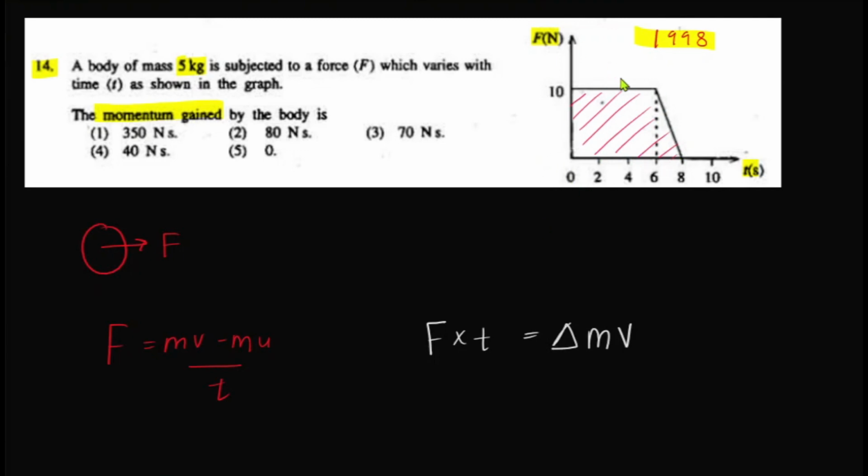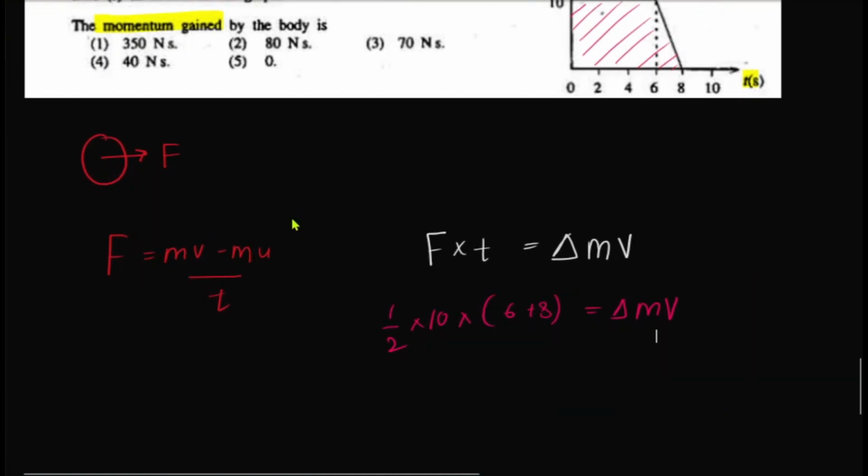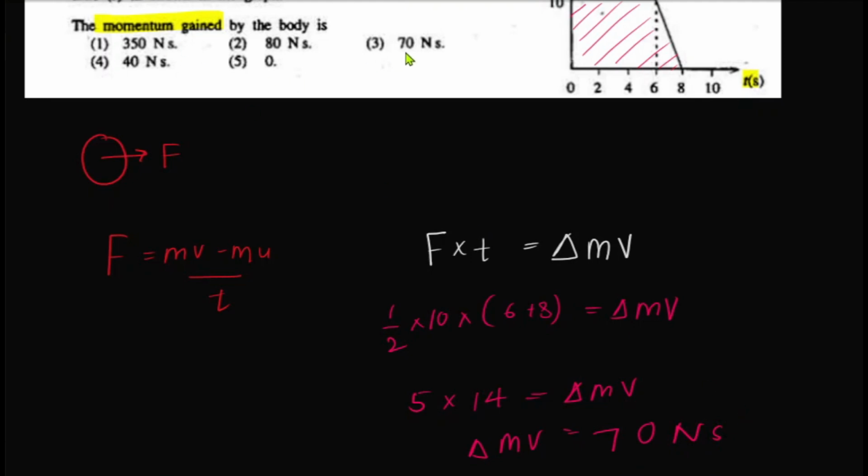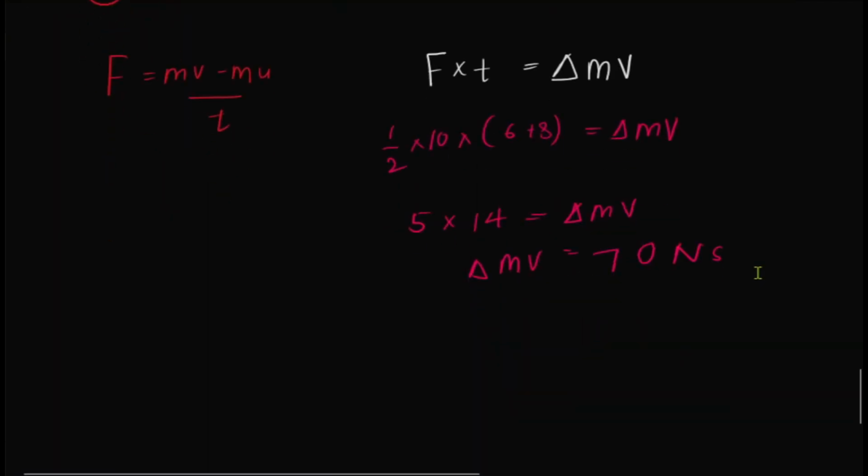It's a trapezium actually. Half into the base, half into the perpendicular height, which is 10, right? The adjacent sides, if we add 6 plus 8, is equal to delta mv, the momentum gained. So this is going to be 5 into 14. So delta mv is going to be equal to 70 newton seconds, right? So this is going to be the answer. So it's quite easy, right?